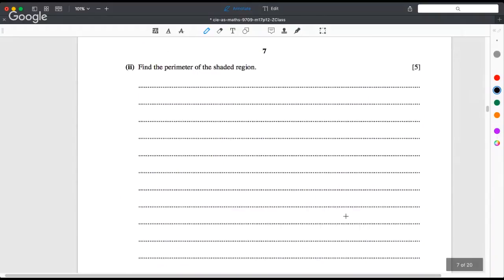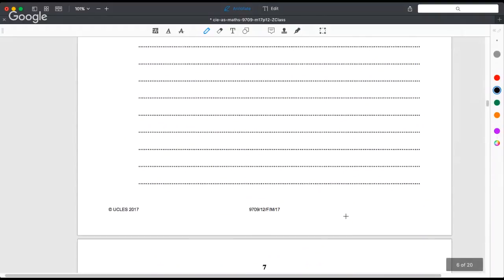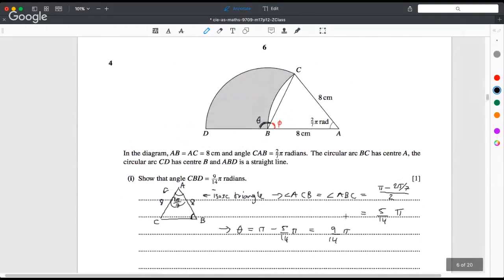Okay, so now they want us to find the perimeter of the shaded region. So there's a few lines that we have to think about. Firstly, we've got this arc length CB, and that's an arc length of some bigger circle that carries on like this. So that's very easy for us to find. And we know that that is going to be r times the angle. So the arc length, given in your formula book, is the radius times the angle that subtends that arc length. So it's just r times theta.